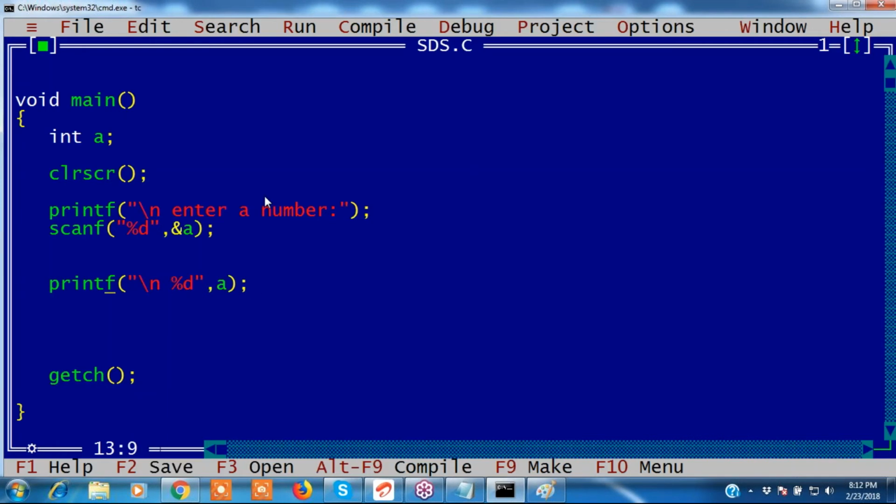Now I want to give scanf with %3d. See, remember all of you, I'm giving 3d. If I enter 5 digits, what will happen?